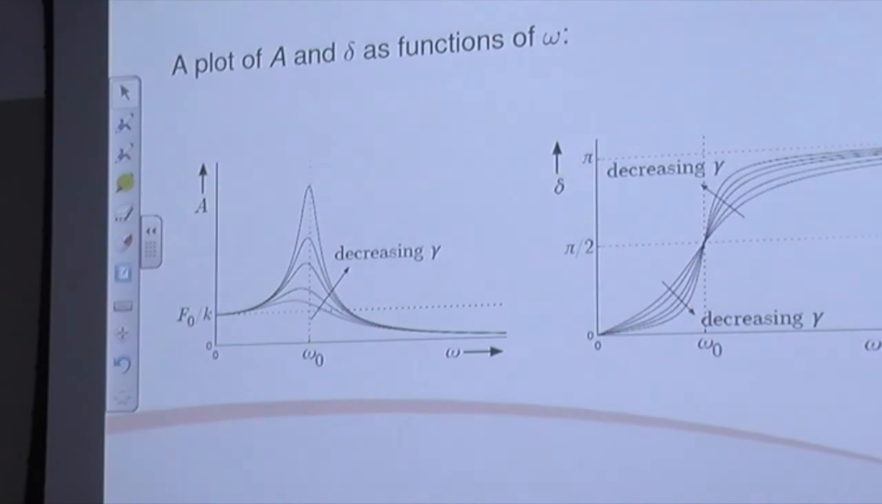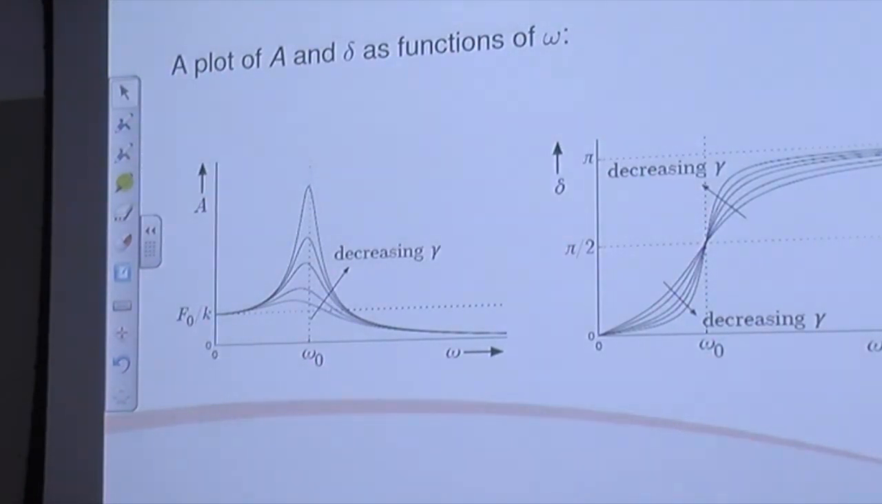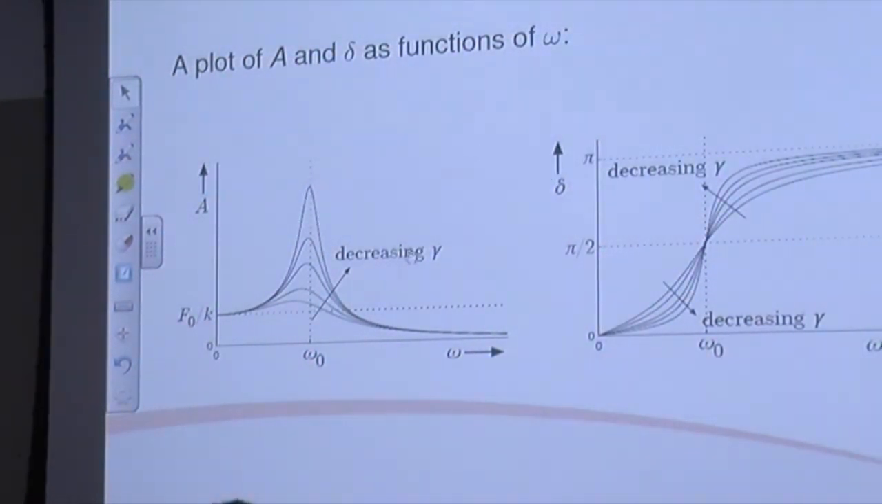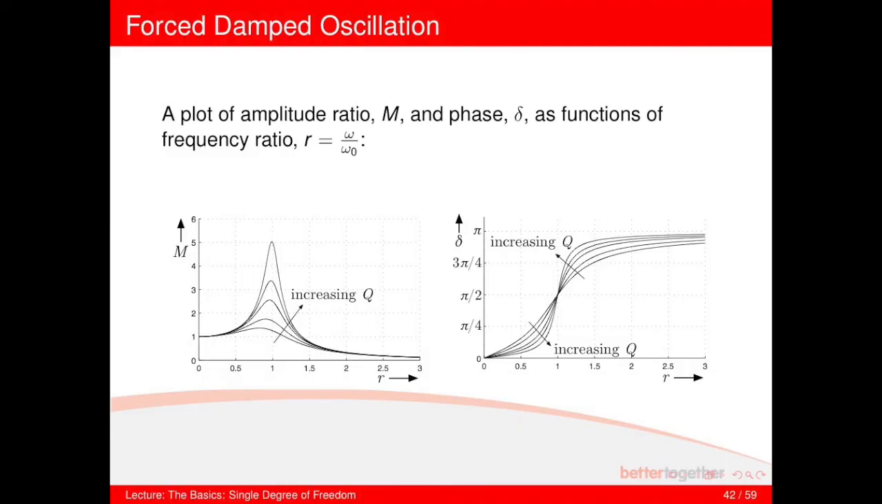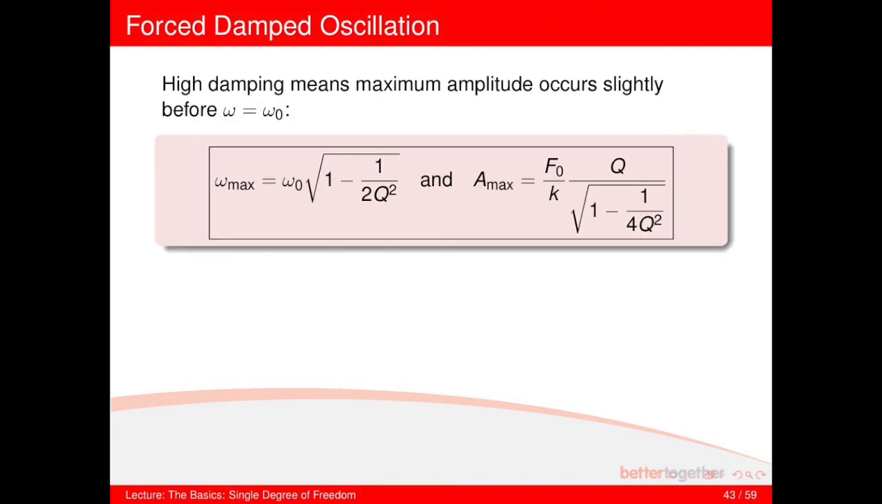Now you'll notice, if we look at this, the peak of the amplitude, so this bit here, there, and there, notice that it happens slightly before your natural frequency, and that depends upon the damping, okay? The less damping you have, the more likely it is to be at the natural frequency. But that peak doesn't actually occur at the natural frequency, and there are equations that will help you define that.